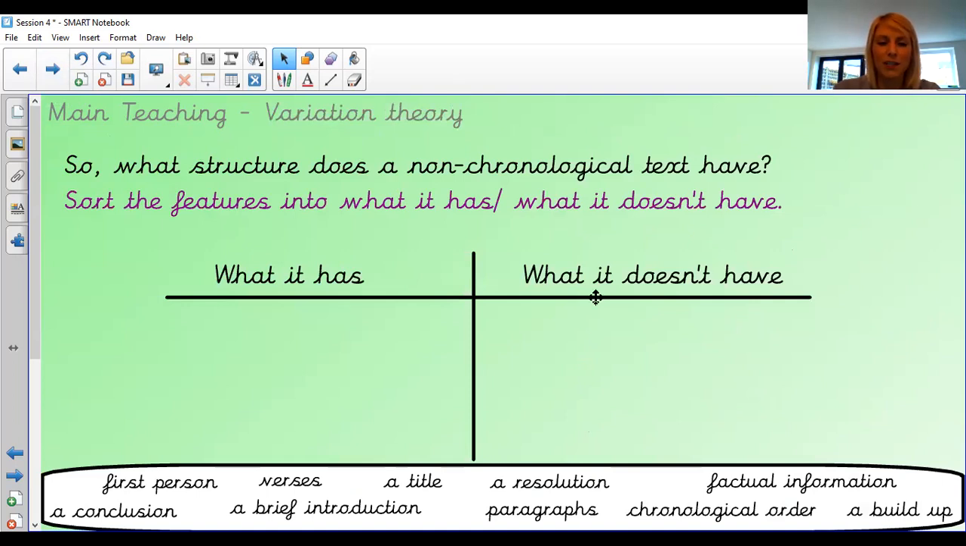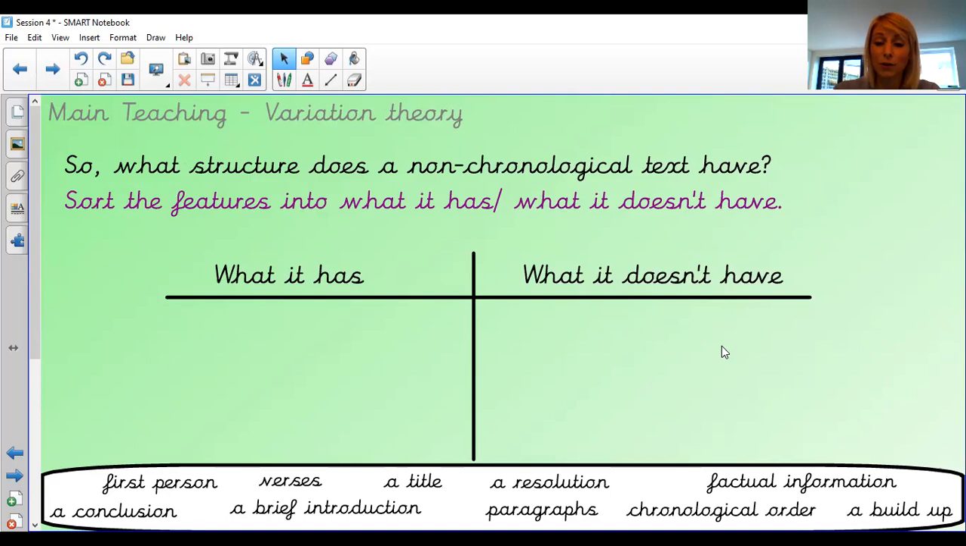So what features has a non-chronological report got, and what doesn't a non-chronological report have? So you've got some options at the bottom here. I'll read through them for you, okay? And what we'll try to do is organise them into features that a non-chronological report has and features that a non-chronological report doesn't have. So just as with the last activity, if you're working in school or with somebody at home, you can pause the video and try and sort these into the correct columns, either just saying which columns you'd put them in, or if you want to, you can jot those in your exercise book.